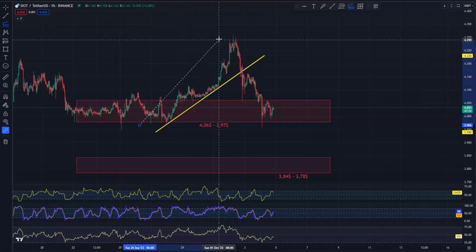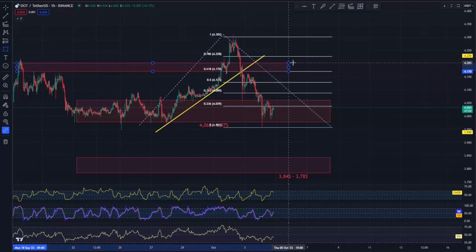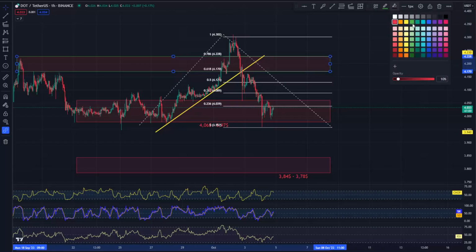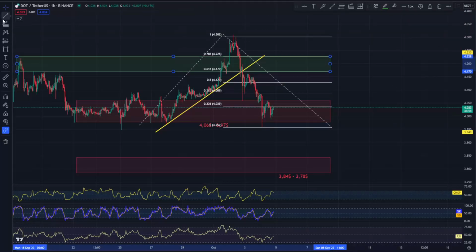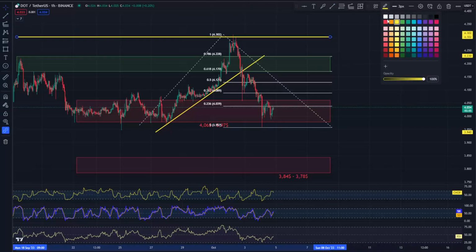Looking the other way, it is worth starting by marking the important resistance zone from $4.17 to $4.22. And then before larger increases, the price must overcome the resistance at $4.30.